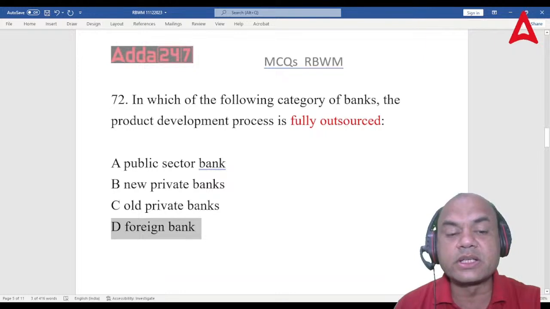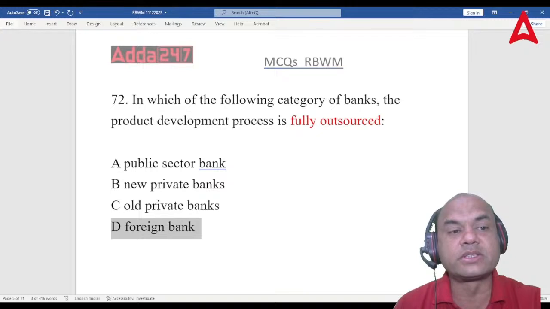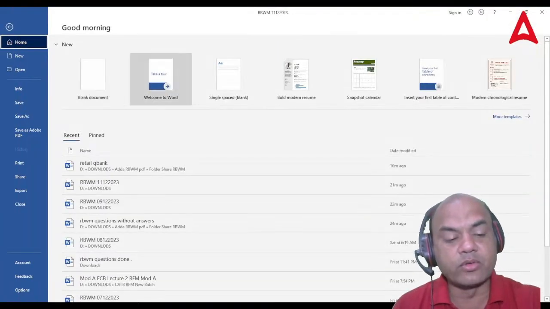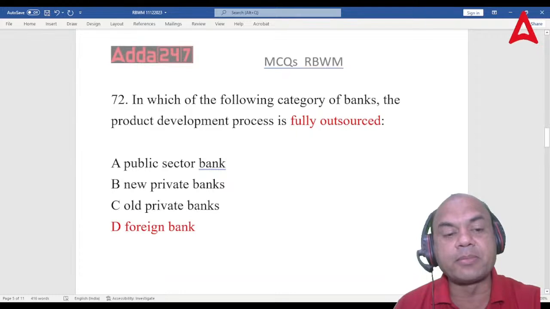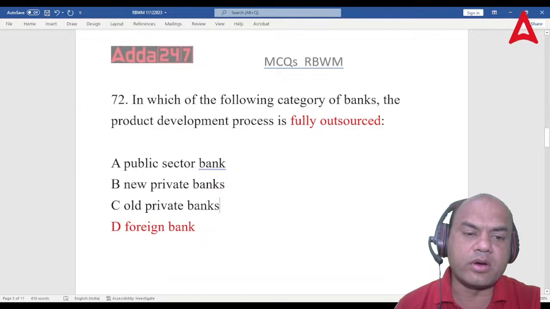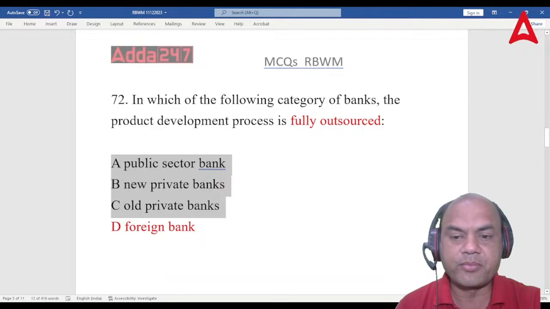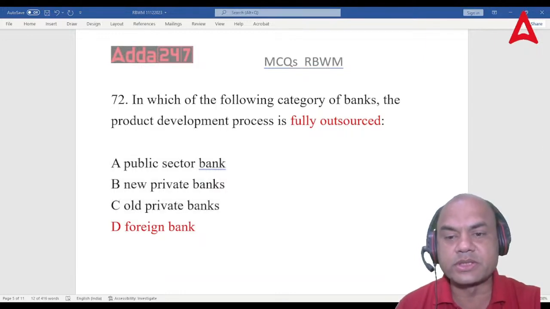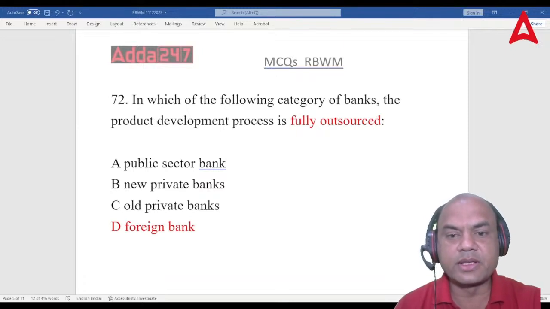So full outsourcing is done in foreign banks. Always. Remember this. In new private sector banks and public sector banks, it is partial. In fact, all of them now are doing partial outsourcing. Got it? Okay with this? Move on.